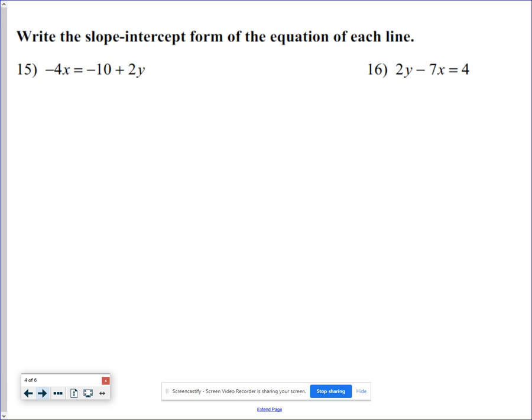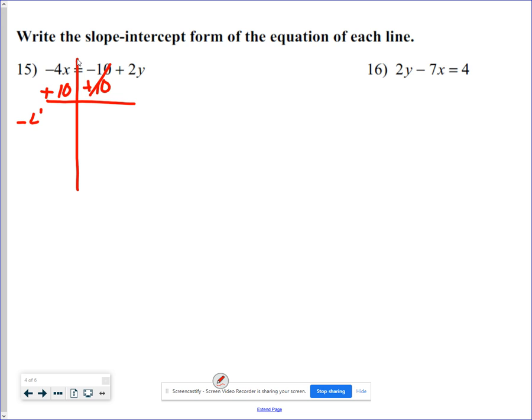The next section of the worksheet is getting slope-intercept form. Getting the y by itself, y equals mx plus b. So, on number 15, remember my goal is to get the y by itself. So don't just start randomly moving things back and forth. Think about your plan here. The 2 is attached to the y. That's the last thing that's going to go away. So let's add 10 to both sides.